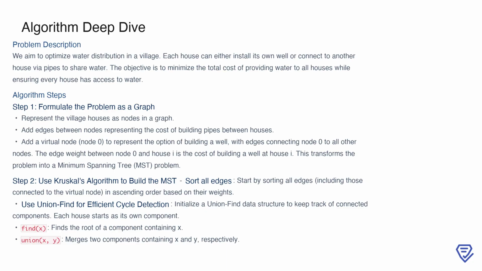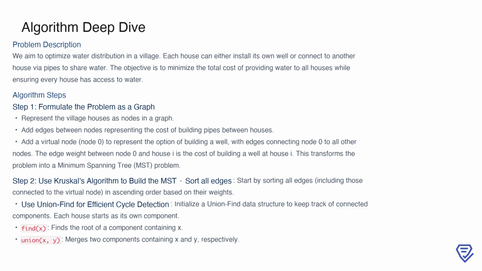This setup essentially frames the problem as finding a minimum spanning tree, or MST, where we aim to connect all nodes at the minimum possible cost. To solve the MST, we use Kruskal's algorithm. First, we sort all the edges, including those connected to the virtual node, in ascending order by their weights. Then, we use a union-find data structure to manage connected components efficiently.